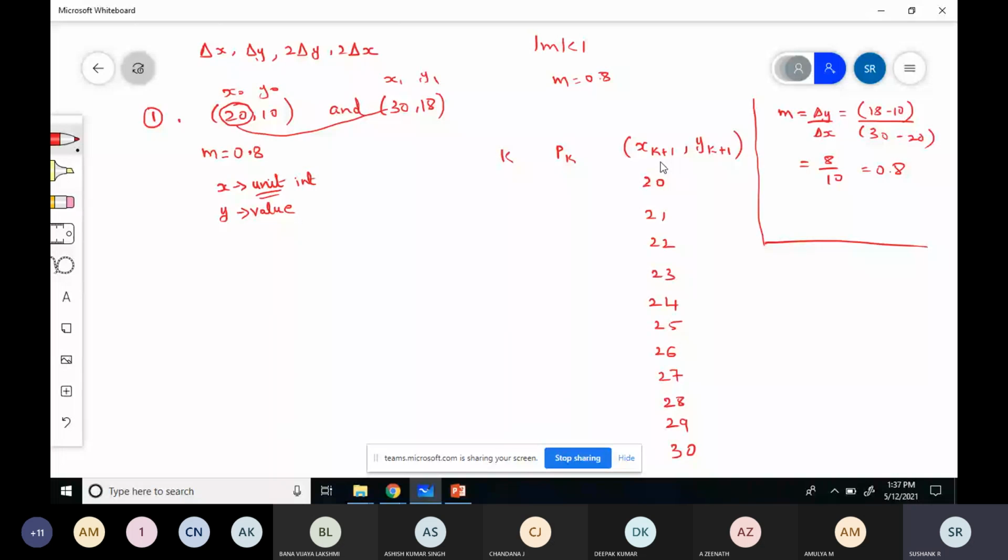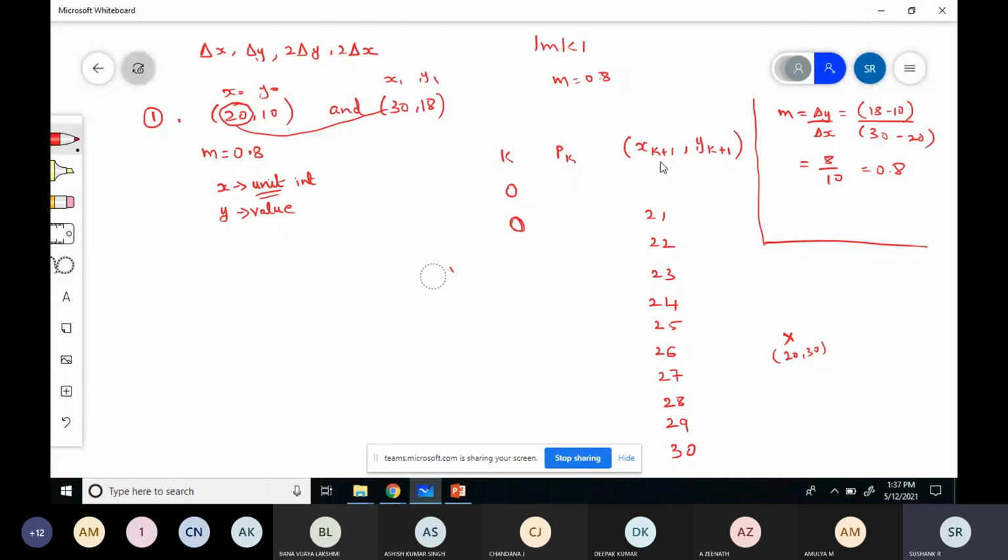But x naught, y naught will be initially loaded, so you don't consider this. You have to start from x of k plus 1. If I substitute k is equal to 0, then the equation will be p naught, x1, y1. Initially when k is 0, pk means p naught, so you need to calculate p naught.